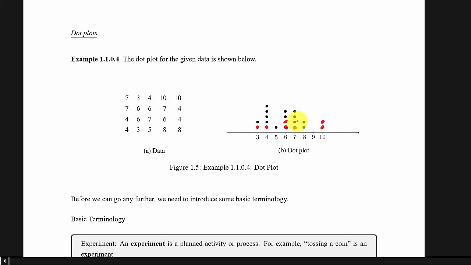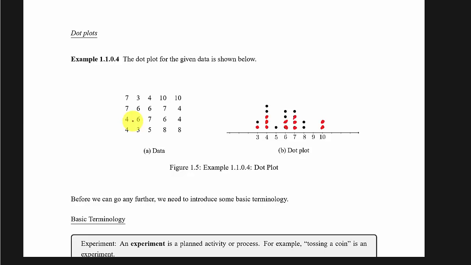Oh, wait a minute. That should be a 7. 7 twice, and then I'm coming to this 7. That would be a third one, and then I got 4 and 4 again. So there's that 4, and then I've got this 4, and so on. And you would just keep going until you plotted all the dots. I think you probably get how to do it now.